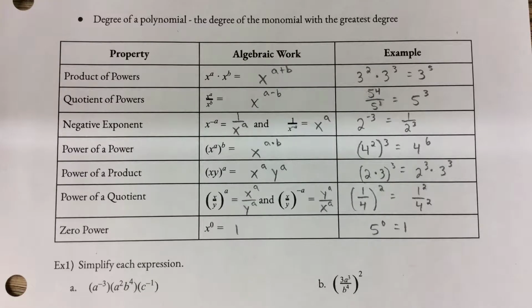A monomial is one piece of terms that are all multiplied together. No addition or subtraction signs in there. So we'll look at that in a minute.